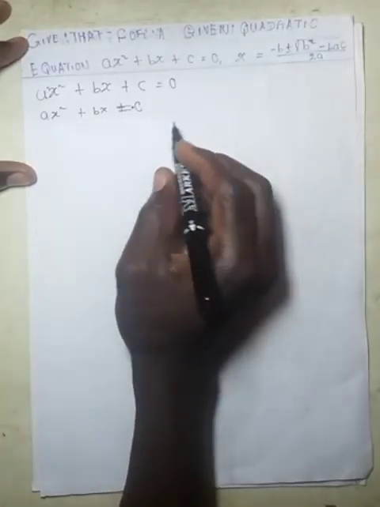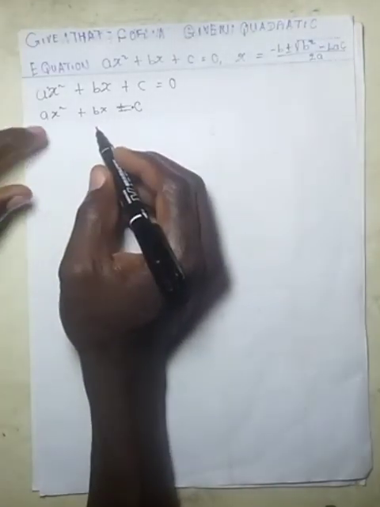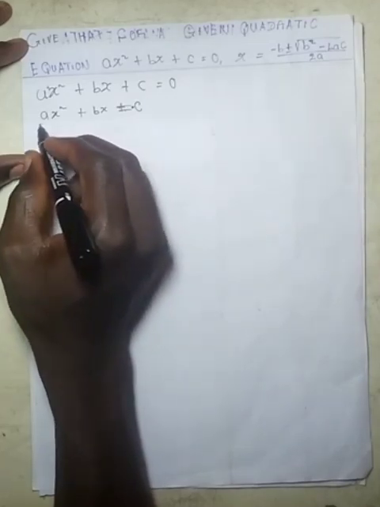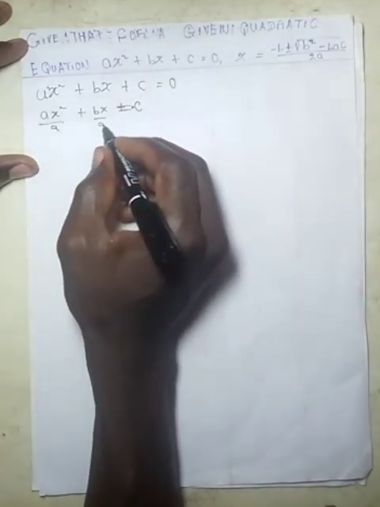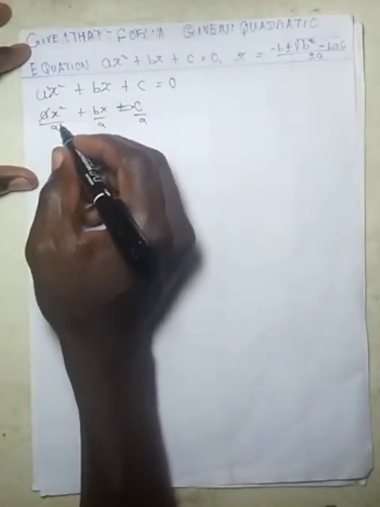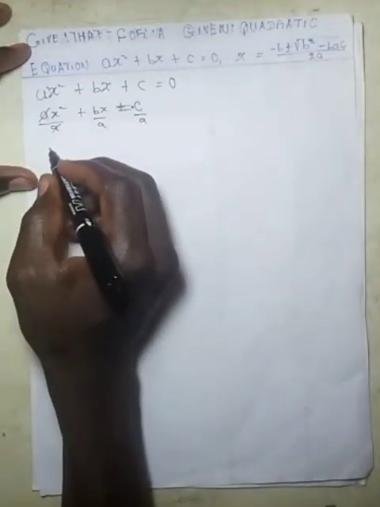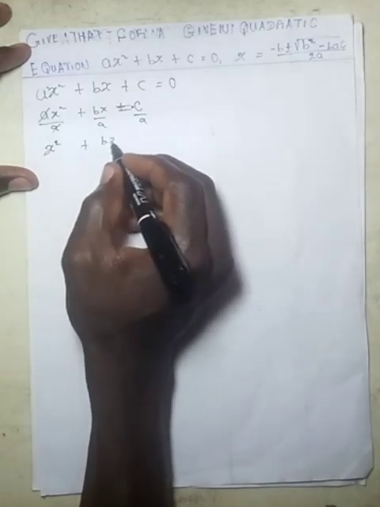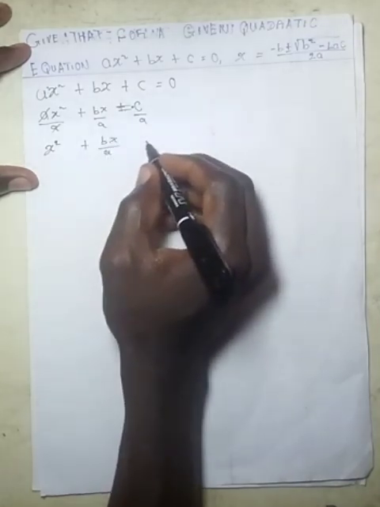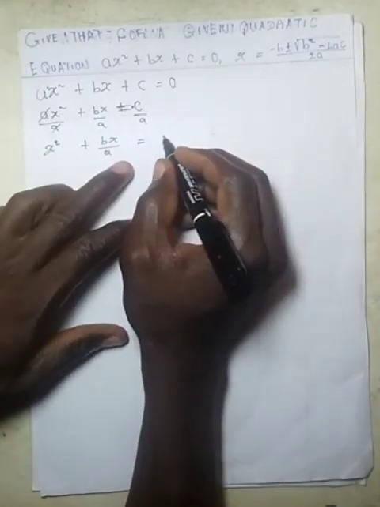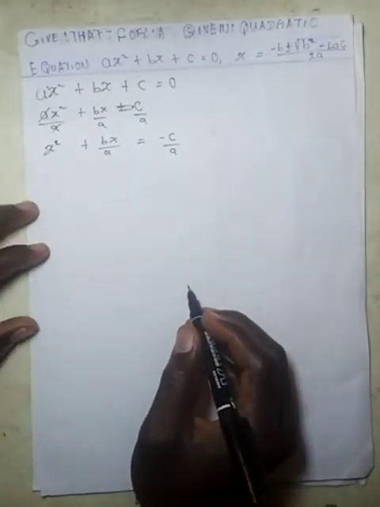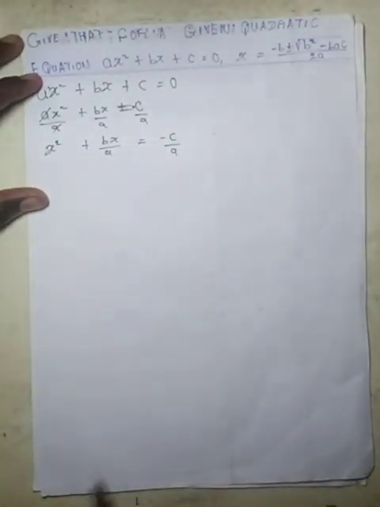Now let's divide everything by what? a, to make this stand alone. We now have over a and over a. Now this a will cancel this a. You are left with x squared plus bx over a is equal to minus c over a.